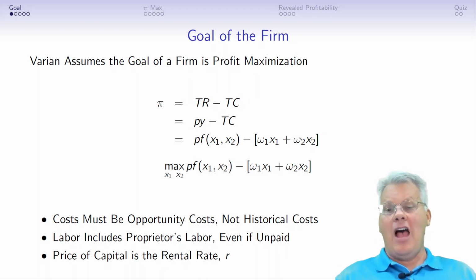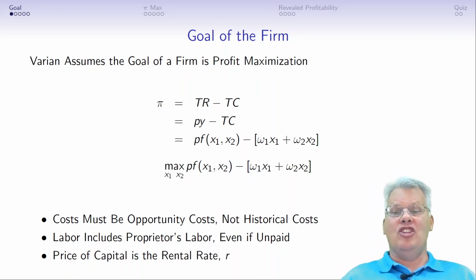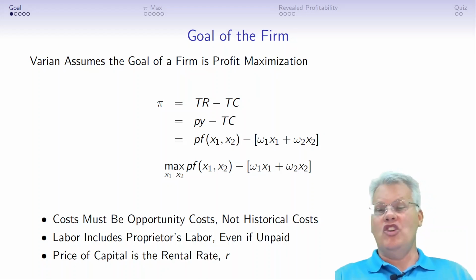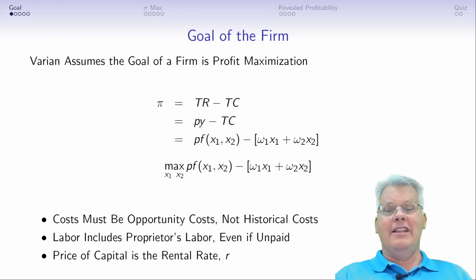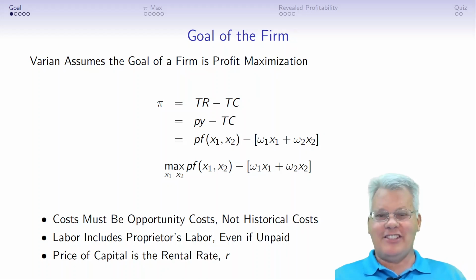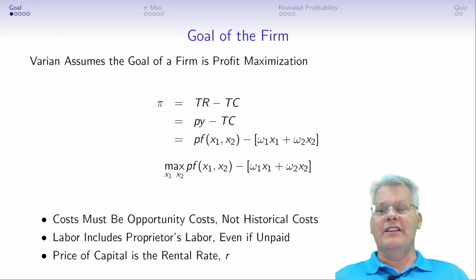So what Varian is assuming is that the firm is choosing the level of x1 and x2 to maximize price times the technology or production function minus the expenditures. A few caveats before we run with this.